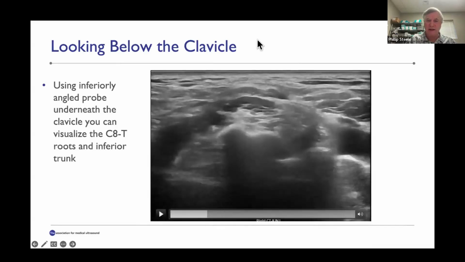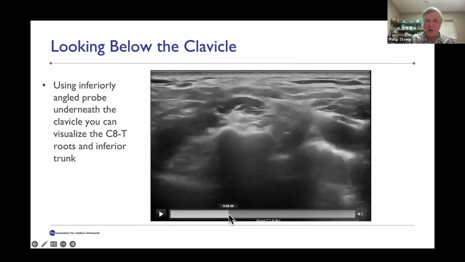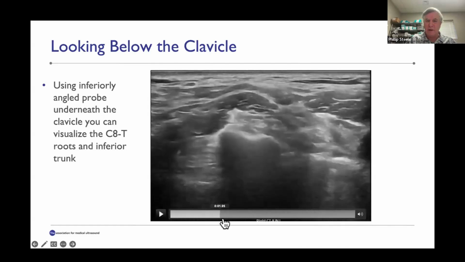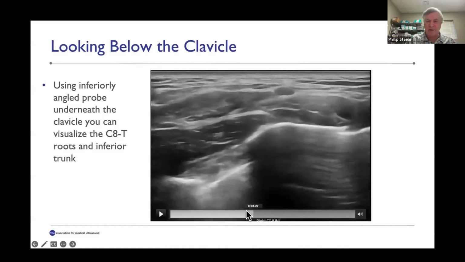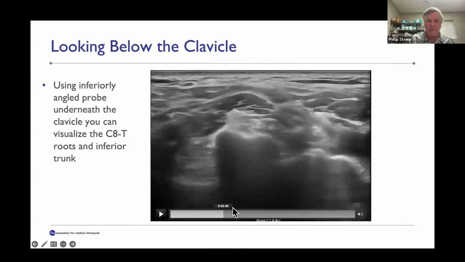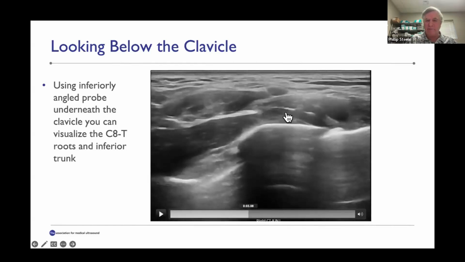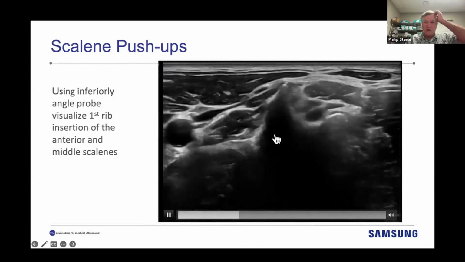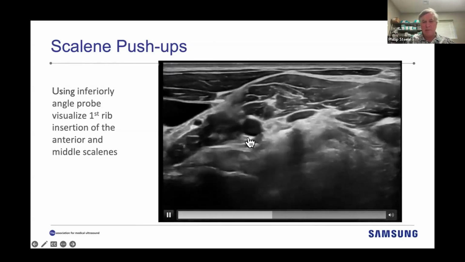Surprisingly, this is middle scalene, so you're seeing first rib. The middle scalene attaches fairly far posterior, and that serratus anterior comes up and over in front. In some individuals, you won't even see the middle scalene. You see all anterior scalene all the way over here to the interval. Those are actually common. And so again, the scalene push-ups are important.